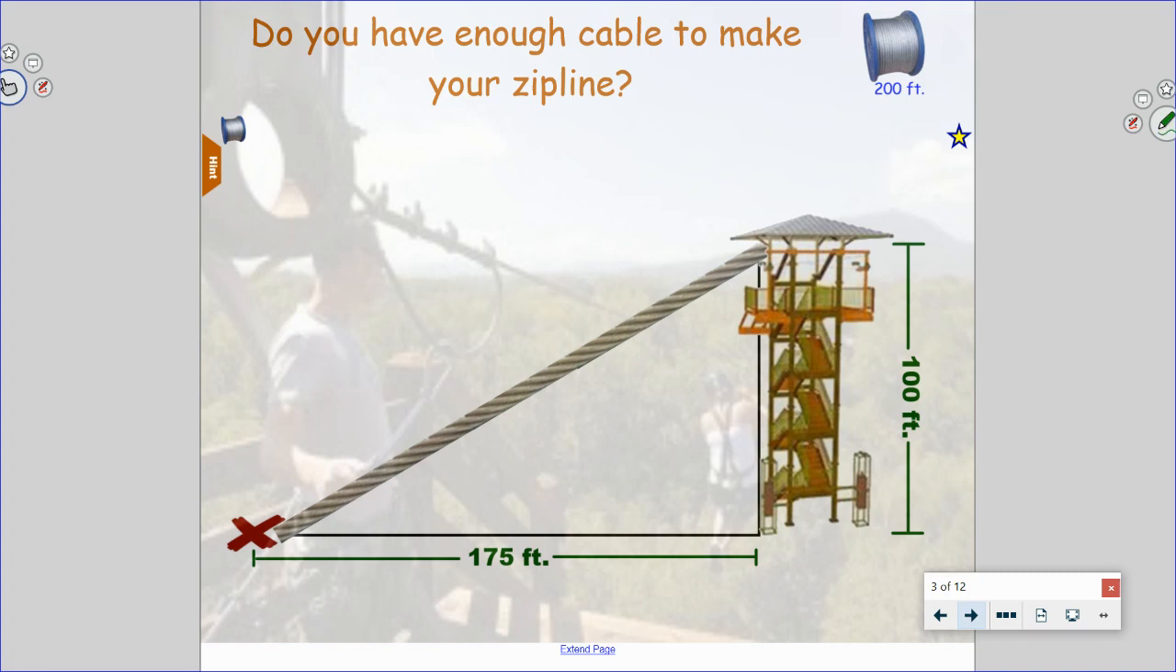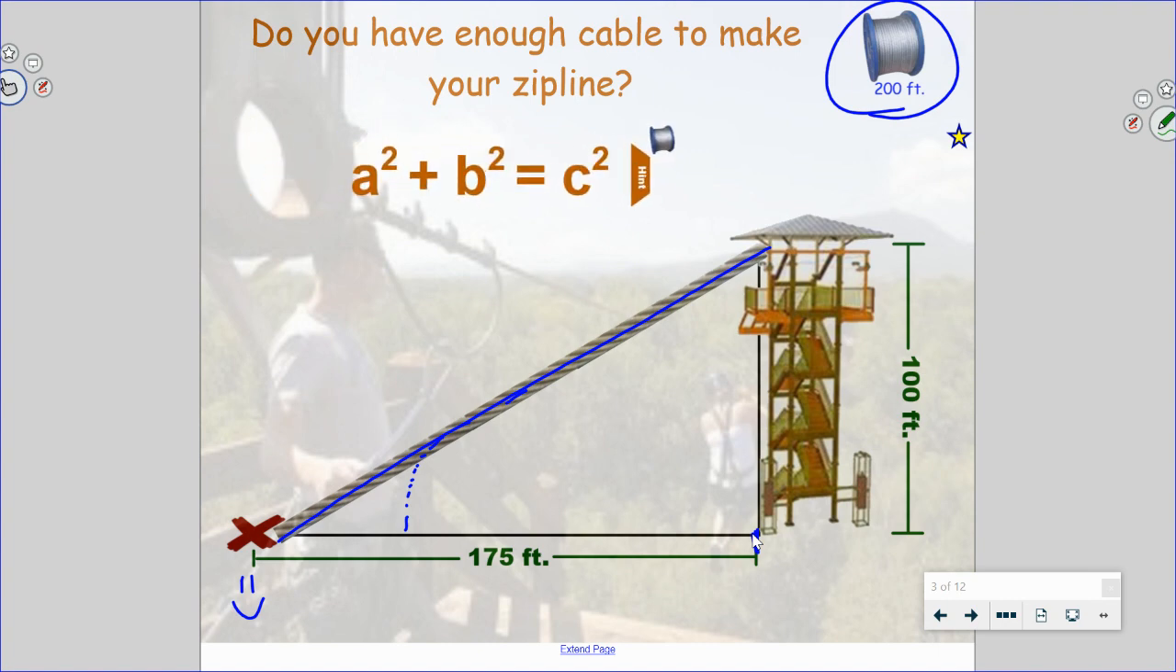Now, this is called a zip line. Some of you have seen these before, where you climb up the top of a tower and you zip down a cable all the way to a safe landing space. Now let's say this tower is 100 feet tall, 175 feet from the base of the tower to the landing, and you've got 200 feet of cable. Well, wouldn't it be nice to know if you have enough cable to reach all the way there, or if somewhere near the bottom you fall to your untimely demise? That, ladies and gents, is the essence of the Pythagorean theorem.